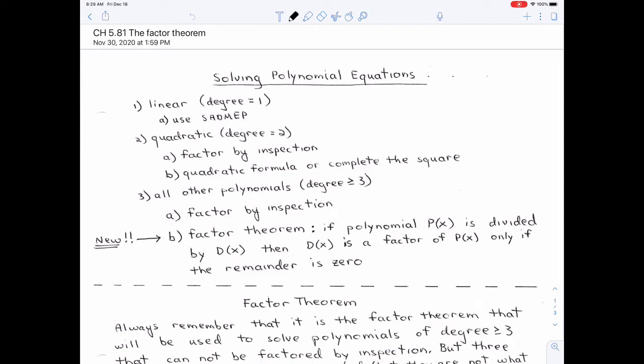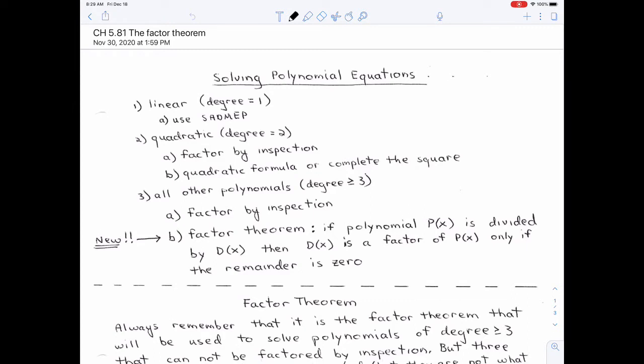Okay, so let's summarize everything about polynomials. First of all, linear polynomials, degree of 1, you just use SADMAP. You just get the variable by itself. Number 2, quadratic equations, degree 2. You factor by inspection. What's that mean? Greatest common factor, difference of two squares, trinomial, perfect cubes. Obviously cubes are not quadratic, but okay.